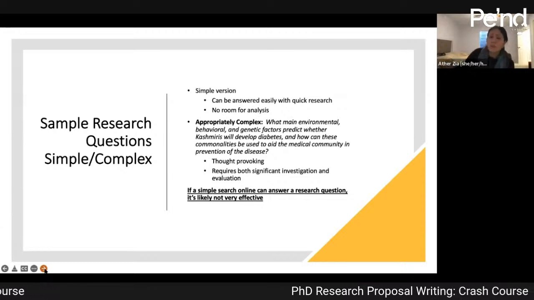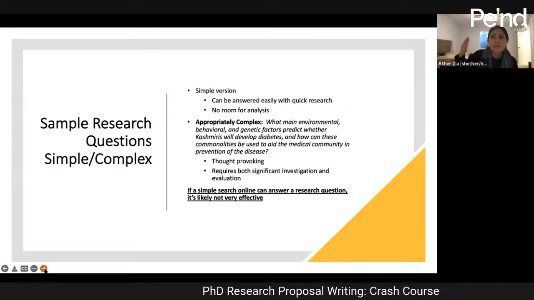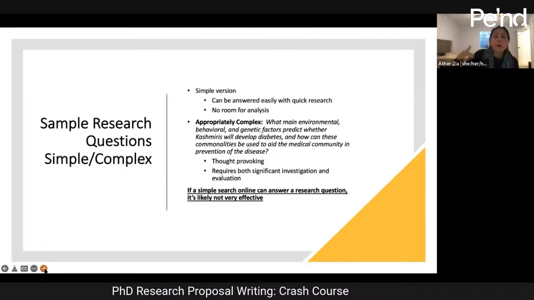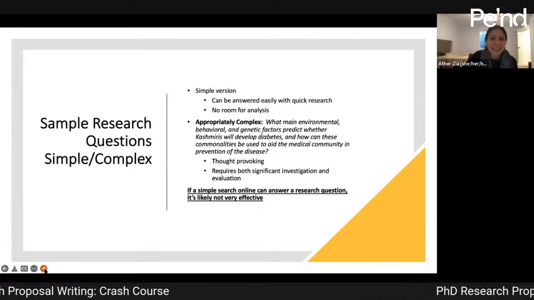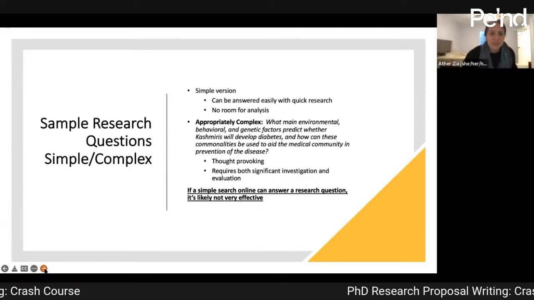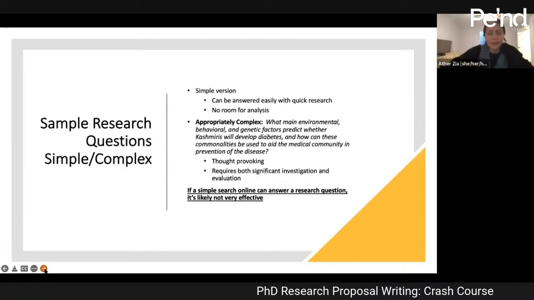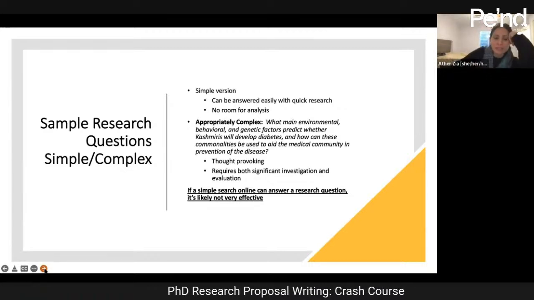So one rule of thumb is that if you choose a topic, or if you choose research questions that can be easily answered by Google, that can be easily answered by a book or two, that's not the research you want to be doing. It's not going to be effective research.